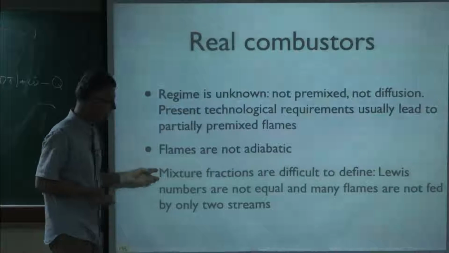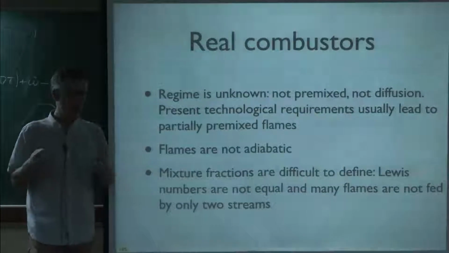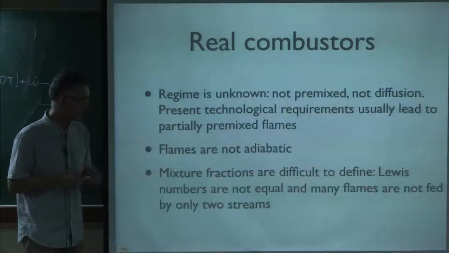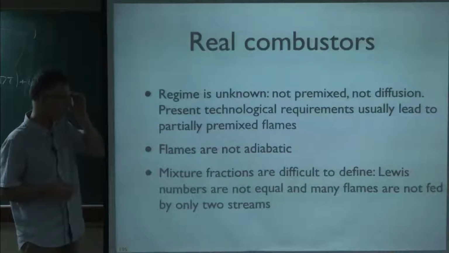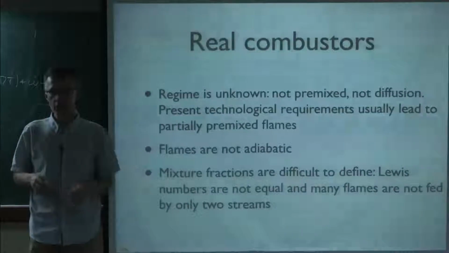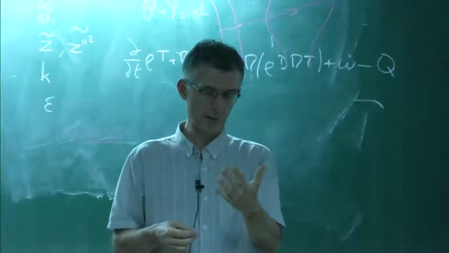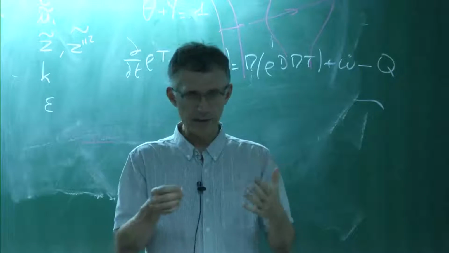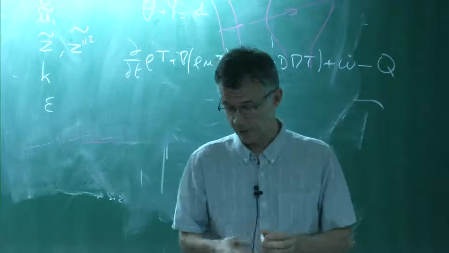There's another problem if you want to work with mixture fractions: mixture fractions are defined only if all the Lewis numbers are equal, and we know it's not the case, but let's assume it is. But in many real systems, you cannot choose mixture fraction anyway because you don't have one or two inlets, but you have multiple inlets. If you have multiple inlets, one mixture fraction is not enough to combine all of them.